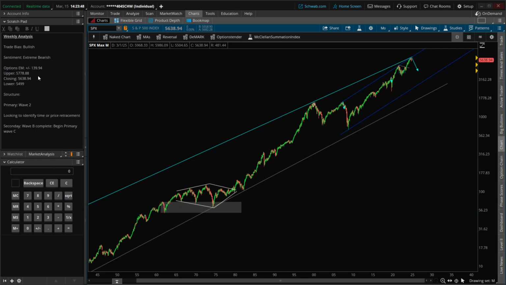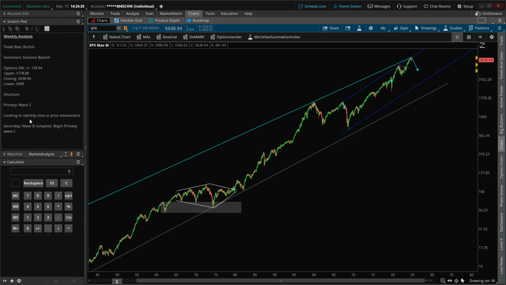Now we'll go through the options expected move at the end of the video, and we're looking for this structure of the market. I'll keep you in touch with what I'm looking at in the primary wave 2 of this new dead cat bounce, all right, rip your face off rally. I think this week we'll build a little bit of structure, and then going into next week we'll have a pretty raging move to the upside. I'll show you all this in detail from the top down to the daily.